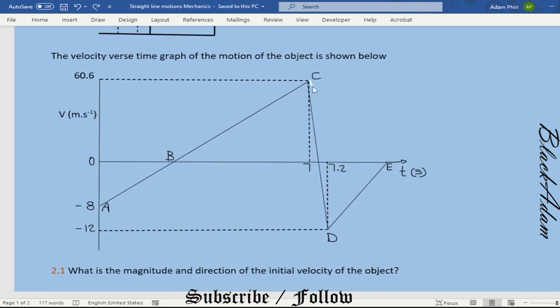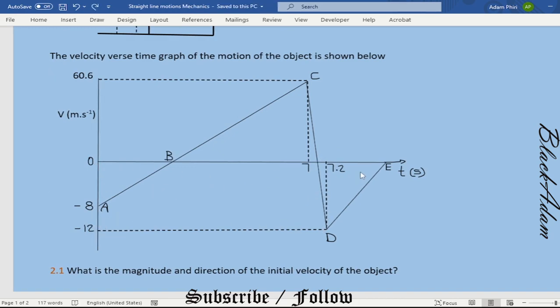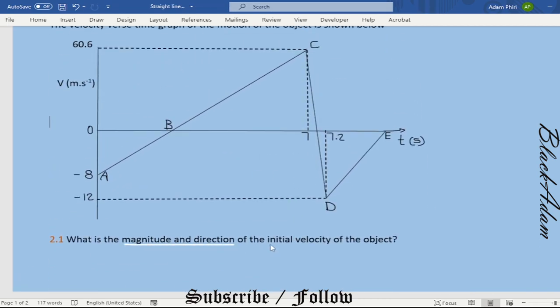So this is the path of the graph: point A, point B, point C, and then point D and point E. Point E, then that's T0, that's B. Those are the positions for the time, so those are crucial positions. For velocity, we have negative 8, positive 60.6, and 0, and then we also have negative 12. And then time T is 0, so those are the time positions where we look at the time on the graph. So these are crucial points to consider.